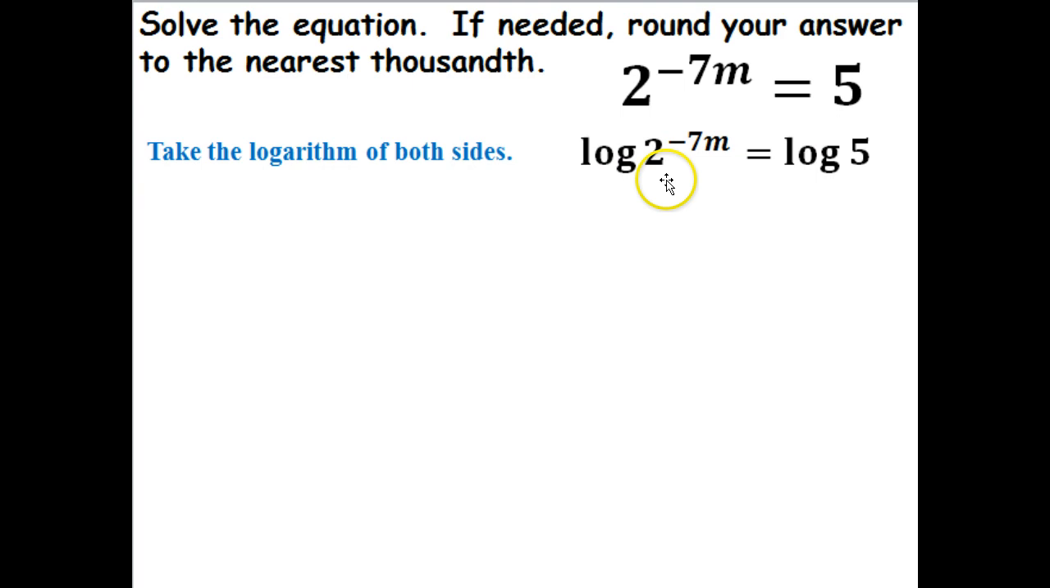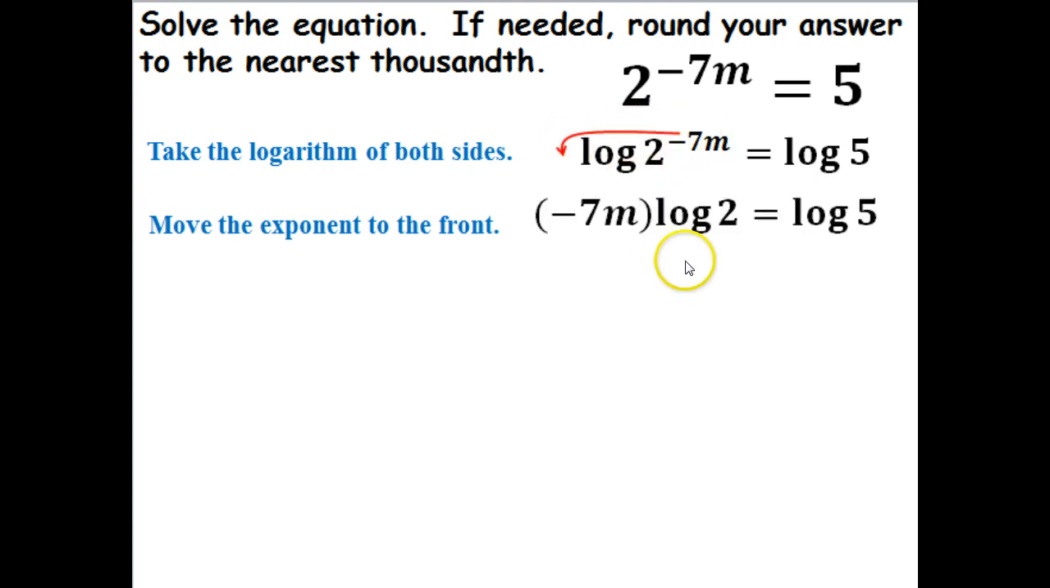So I'm going to take this one here. Now I'm going to move this exponent way out in front, okay? You'll see that by this red arrow here. I just took that negative 7m and I moved it to the front. That's part of our expanding logarithm rules, laws that we can use.